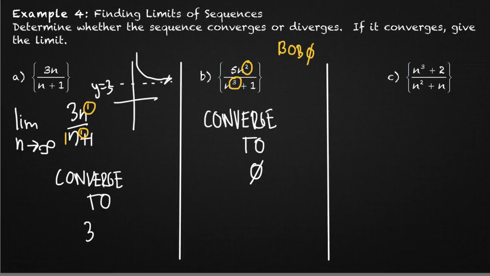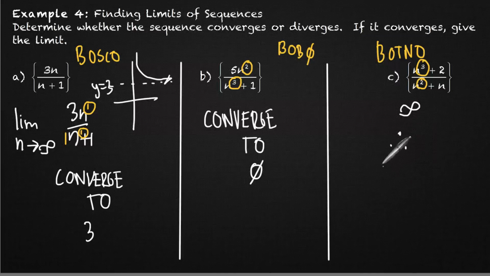Oh, now we have a power that's bigger on the top than on the bottom. So maybe we'll call this Bosco over here, and we'll call this Bobo. And now we have Botno, where the power is bigger on the top. There's no horizontal asymptote. And this is just common sense. Think about it. If you're cubing a number on the top and squaring a number on the bottom, then the top is always going to be way bigger than the bottom, which means the numbers are eventually going to head towards infinity. So if that is true, therefore, this is going to diverge.